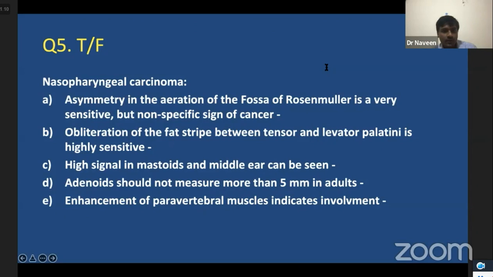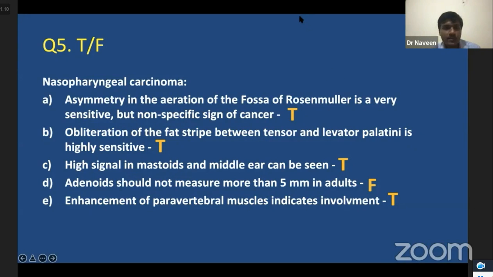And the fourth one, it is false. Adenoids should not measure more than 10 mm. Up to 10 mm can be considered normal in adults. Enhancement of the paravertebral muscles indicates involvement. That is true. So most of them have answered correctly. Many of them have answered correctly.